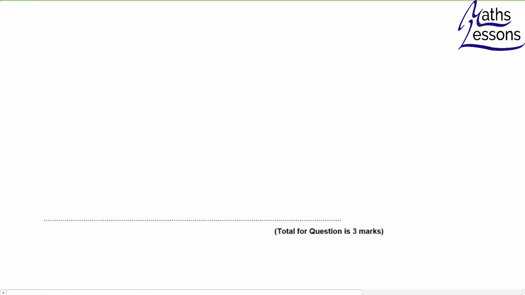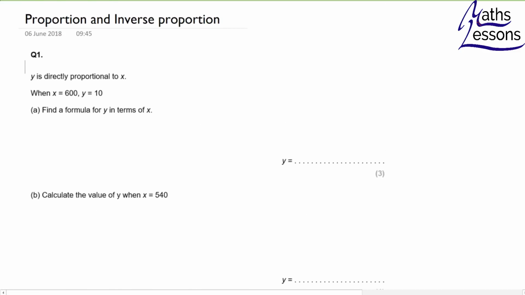Go to the first question. And here's our first question on proportion and inverse proportion, and it's just a direct proportion question. In case you're a bit rusty, I'll give you a hint. Direct proportion basically means y is going to be equal to some multiple, I'm going to call that multiple k, lots of x, and use that to help you.